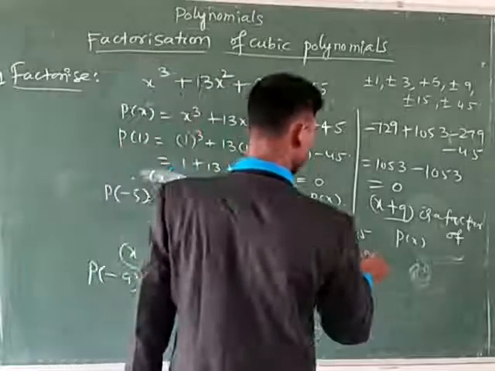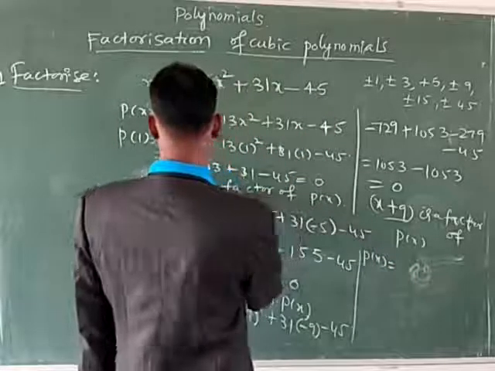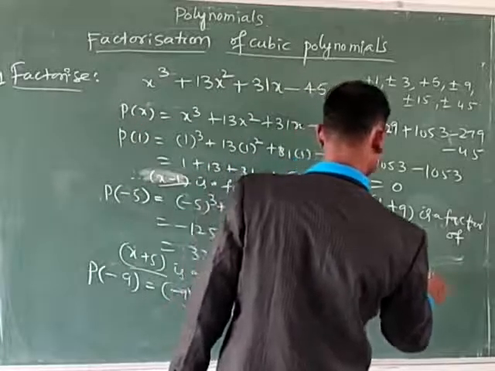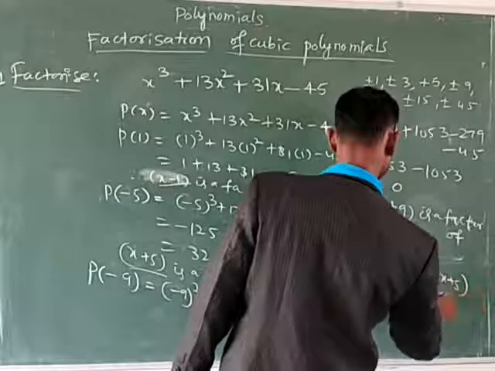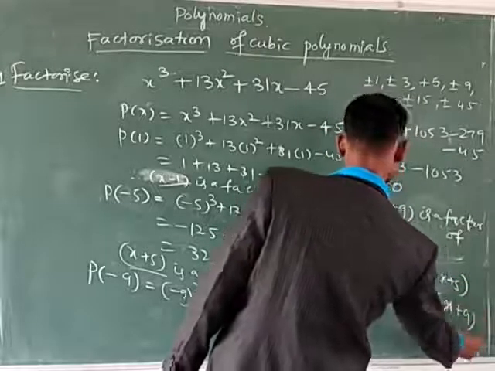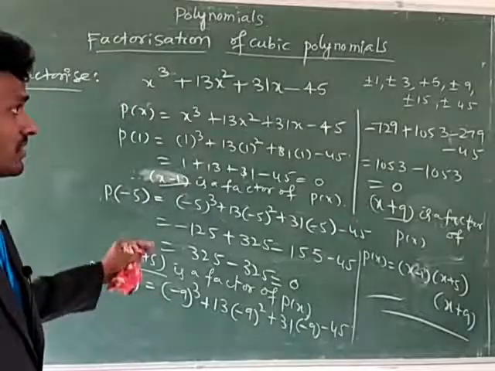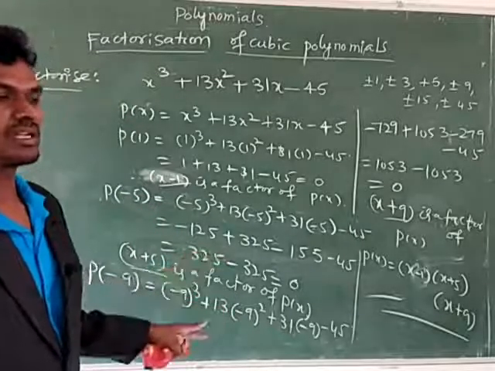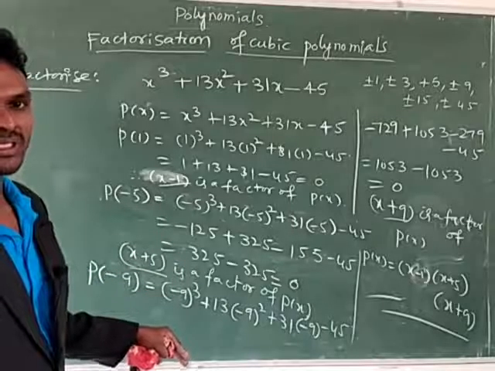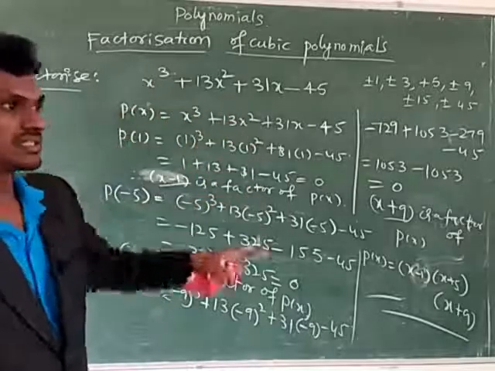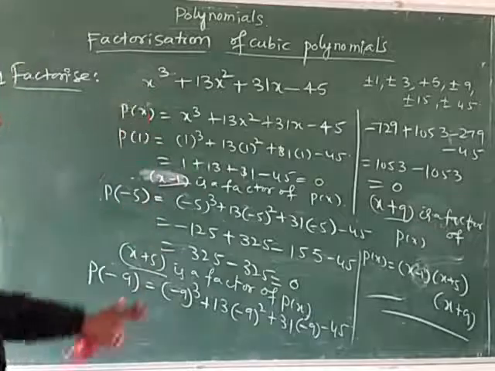Now p of x is equal to, you have to write here the product of this one: x minus 1 into x plus 5 into x plus 9. These 3 factors. This is one method. I will explain by using the division algorithm, and one more is you have to factorize. This one is synthetic division. This is the first method you have to note down.